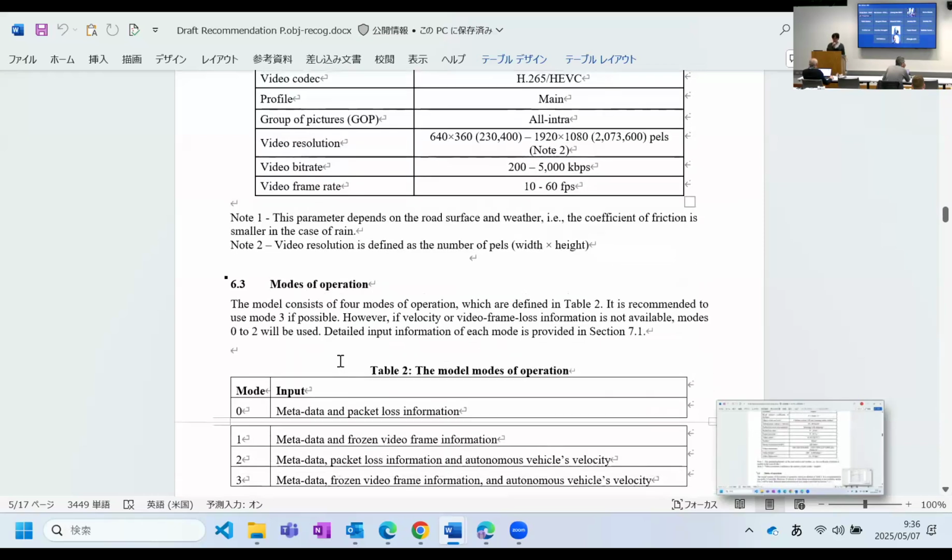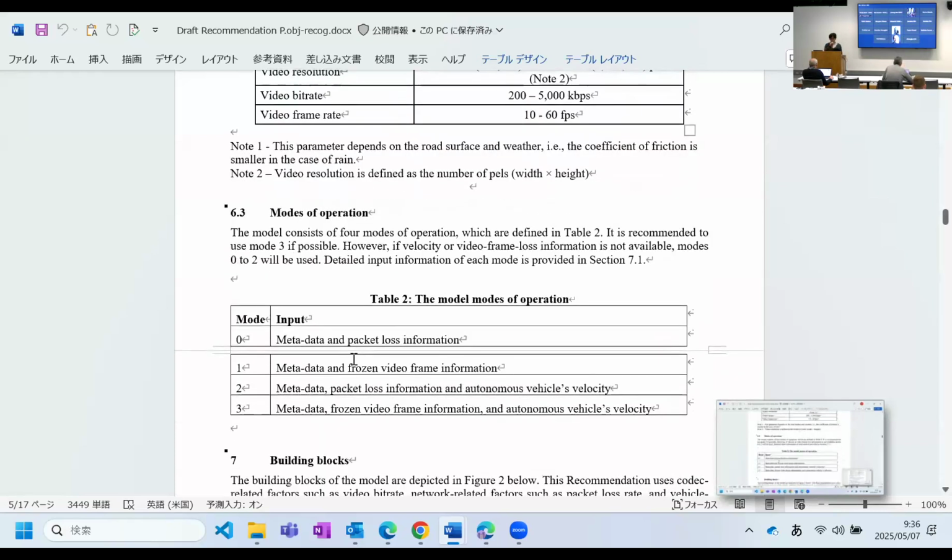As I said before, the model has 4 modes, which are defined in table 2. It is recommended to use mode 3 if possible. However, if velocity or the video frame loss information is not available, modes 0 to 2 will be used. Detailed input of the information mode is provided in section 7.1.